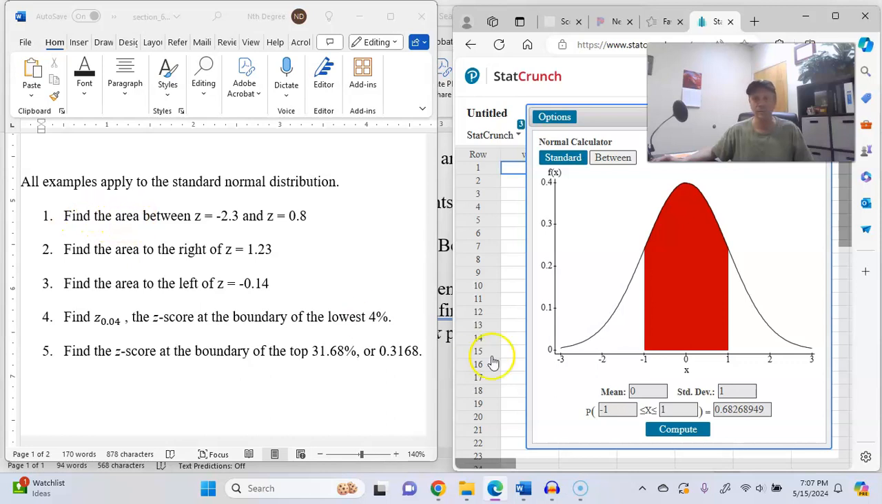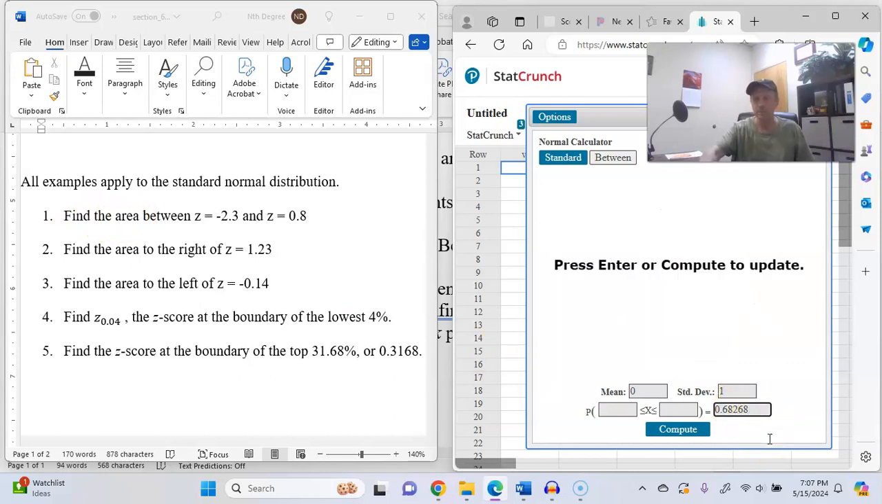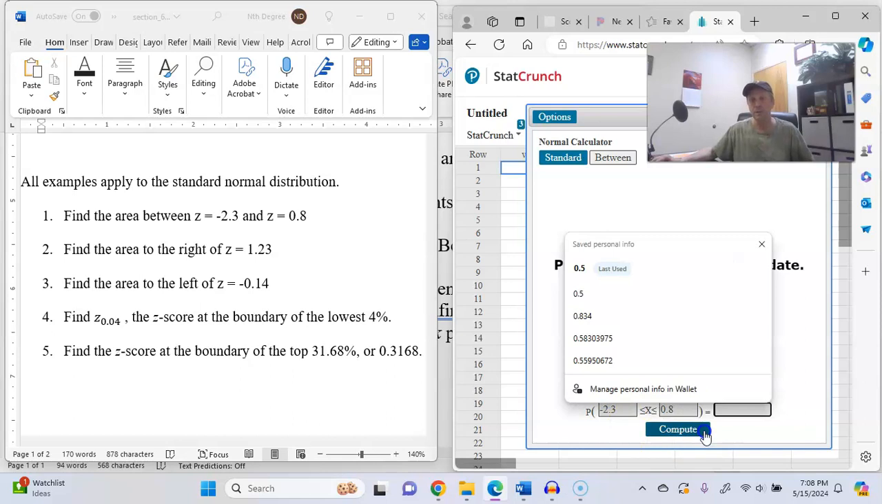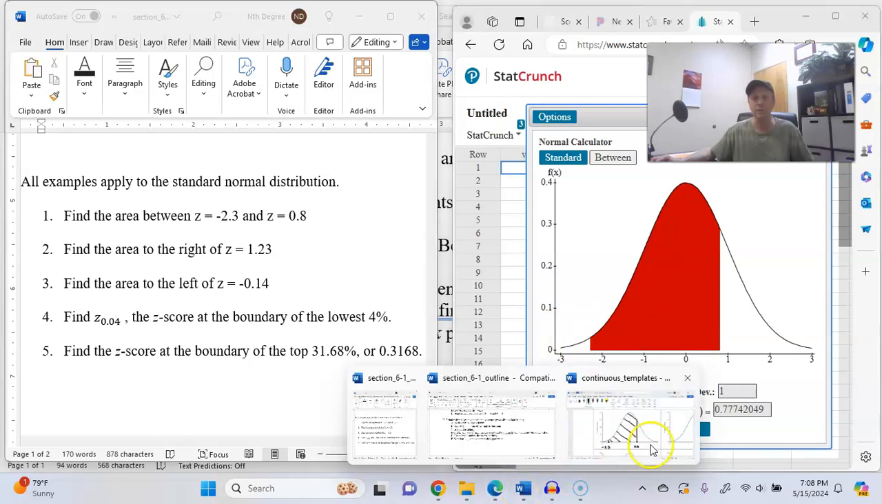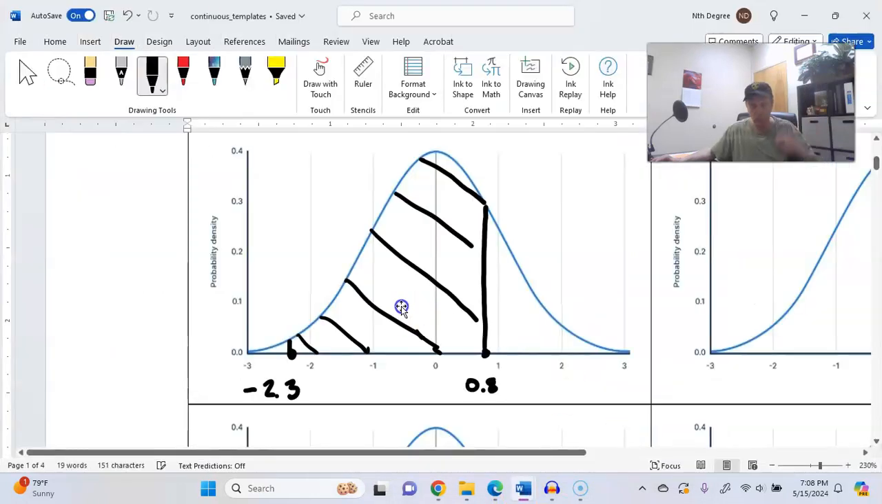This says find the area. Okay, so the area, that's this box here. We're going to leave that blank. As soon as we blank it out, this picture disappears, and that's why it's so important for us to do the drawing beforehand. Okay, now we're going to be able to fill in the minimum and maximum. So in this problem, the minimum z-score is -2.3, and tab over to the maximum, which is +0.8, and then click Compute. And StatCrunch tells us that about 77.74% of the values lie between those z-scores. It's shaded it in red for us, and hopefully, if we've done things right, that picture should look like ours. Oh, good. Whew. We're doing well.